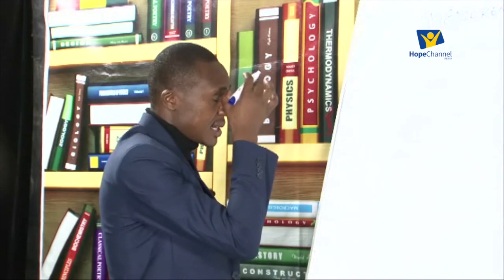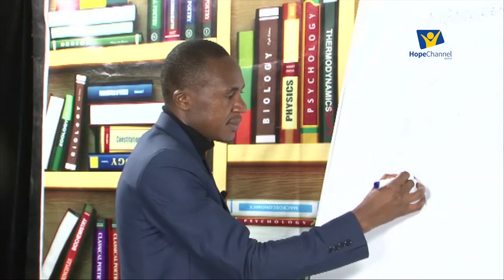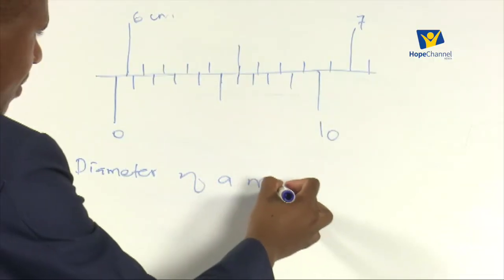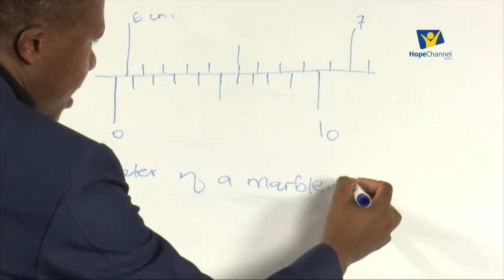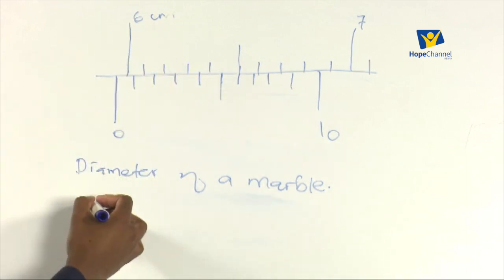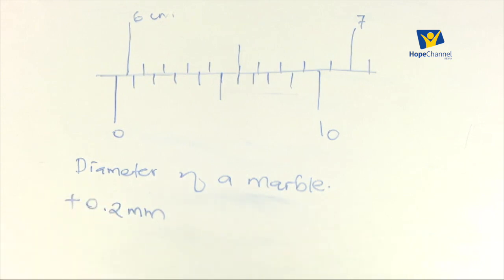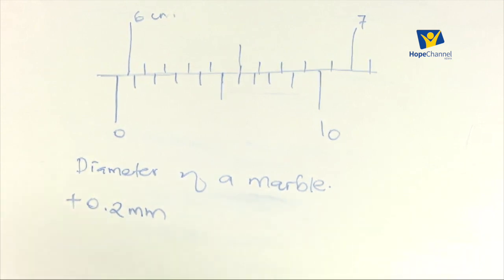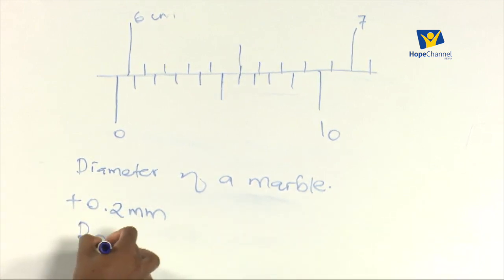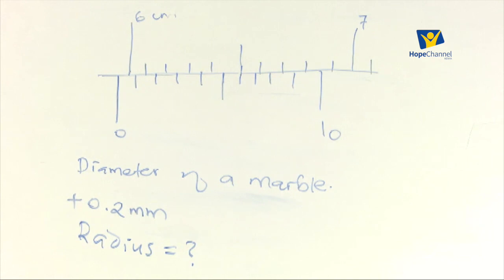Suppose that a scale was used to read the diameter of a marble, and it is known that the Vernier calipers has an error of positive 0.2 millimeters. And the question is, we obtain the radius of the marble, the correct radius of the marble. What shall we give as the answer? Because that is how the questions now come.